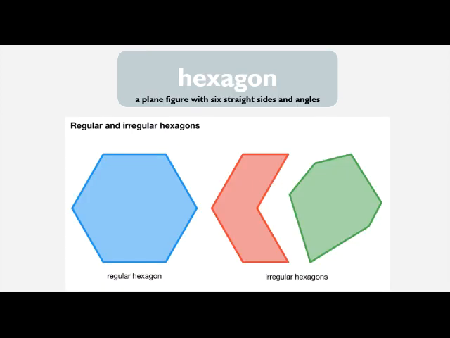Our third vocabulary word was hexagon. A hexagon is a plane figure, so it's a flat figure with 6 straight sides and angles. When you think of the shape called hexagon, you probably think of this regular hexagon right here. You can see all 6 of its sides. You can see all 6 of its angles. This is a regular hexagon. But a hexagon doesn't have to be shaped like this. It just needs 6 straight sides and angles. So both of these shapes, this red and this green, these are hexagons just like the blue one. We call them irregular hexagons because they're not the regular shape we usually see, but they are still hexagons.